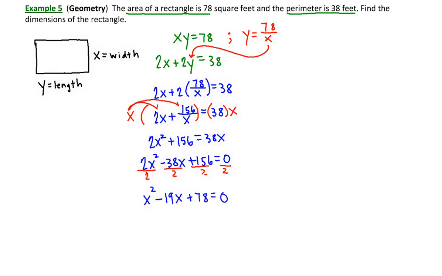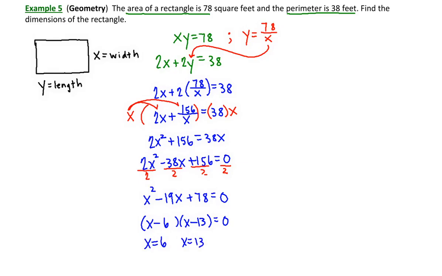So we need to factor this quadratic. So notice our two signs are both going to be negative, and we need two factors of 78 with a sum of 19. So if you play with the factors of 78, you're going to land on 6 and 13. 6 times 13 gives me 78, and my outside and inside terms would easily combine there to give me negative 19x. So we have two apparent solutions. x is 6 or x is 13.